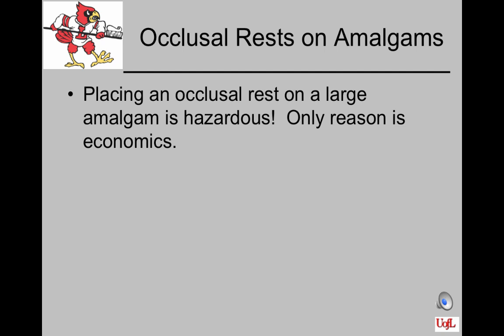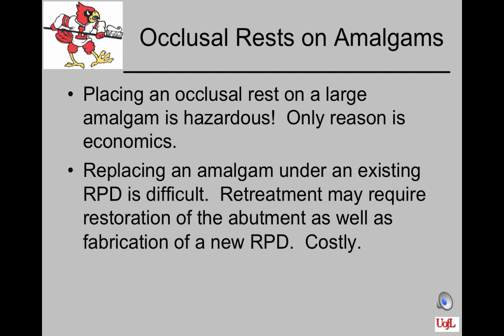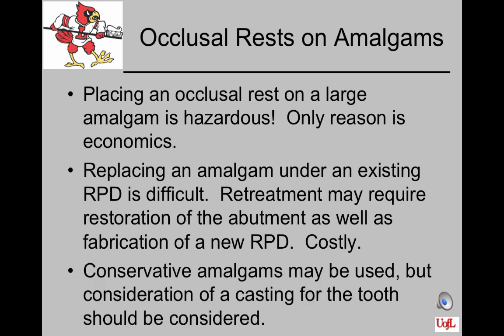Placing an occlusal rest on a large amalgam is hazardous. The only reason you might be considering this is for economic reasons. The patient can't afford it at the time. But if you use this approach, you must remember that replacing the amalgam if it breaks under the RPD is very difficult, and retreatment of the restoration on the abutment may result in the fabrication of a new RPD, which is very costly. Placing a crown under an existing RPD is very difficult. A conservative amalgam may be used, but consideration of a casting for the tooth should be considered for the long-term success and possible economic values.